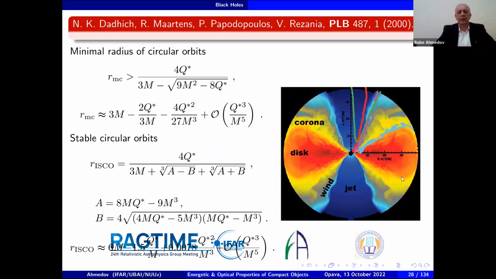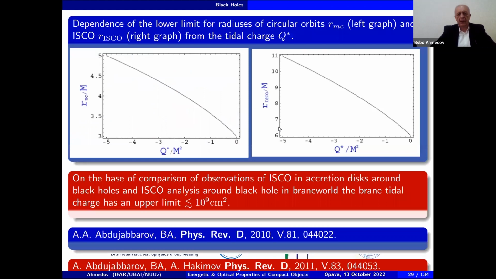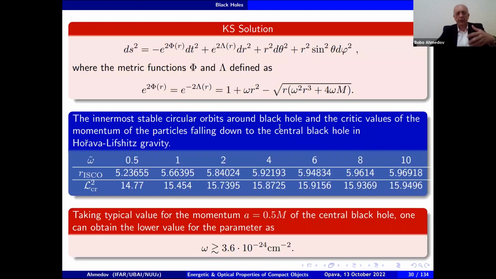These methods can be applied to get constraints on the black hole parameters. For example, a constraint on the Brans-Dicke parameter was obtained through the study, and so this method can give opportunity to get the constraints on the alternative theories of gravity.